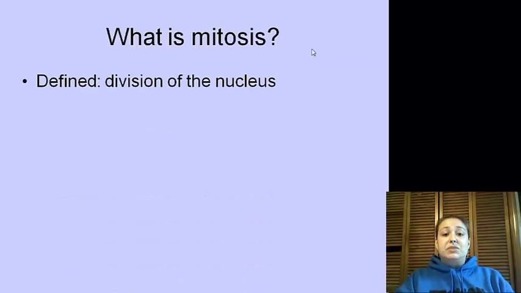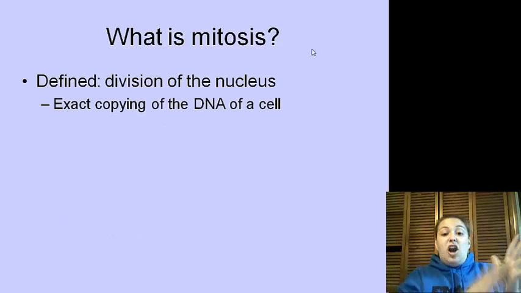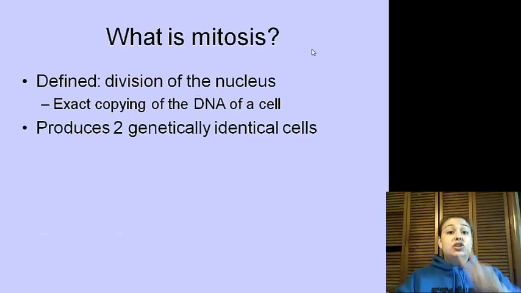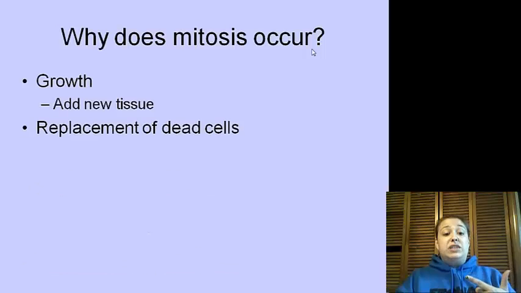What is mitosis? It is the division of the nucleus. It is the exact copying of the DNA in a cell. And it creates two genetically identical cells. Now, why do we need this? We need it for growth, we need it to add new tissue, replacement of dead cells, and we need it for repair.